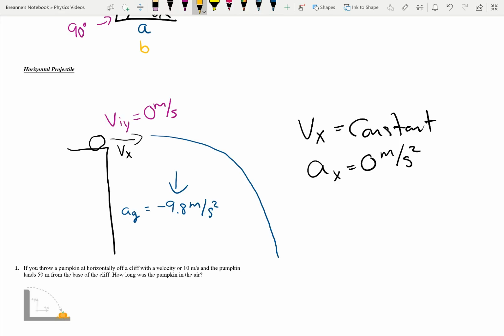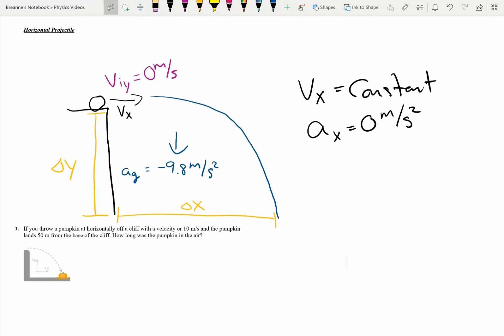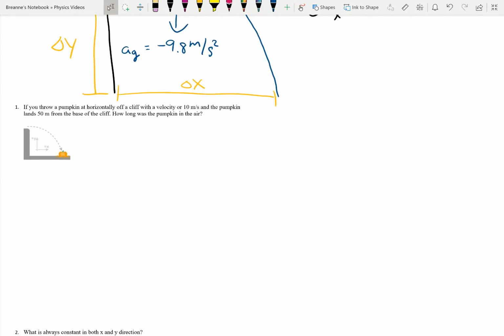Of course, to get some information, this would be your delta y. This would be your delta x. I think that's about it dealing with horizontal projectiles. So let's do a practice problem.